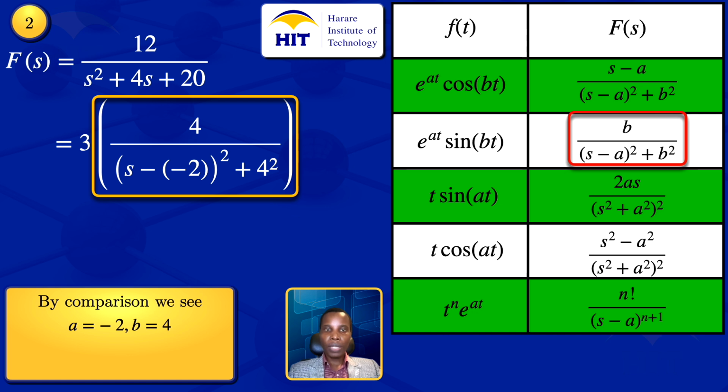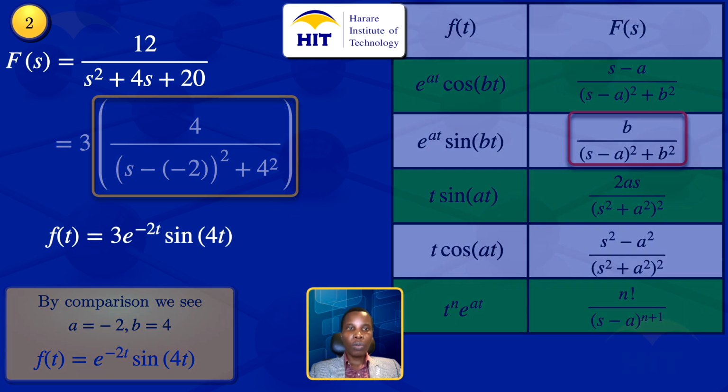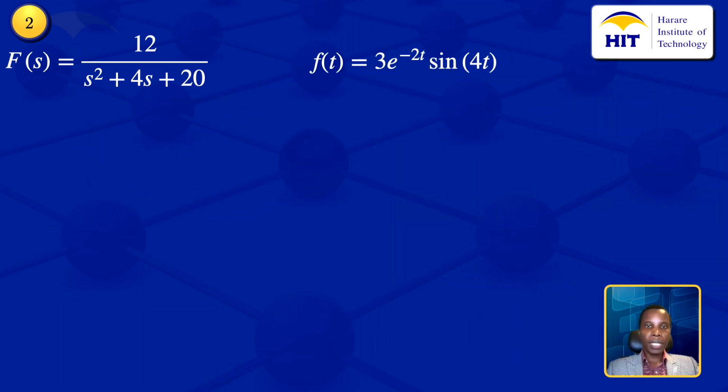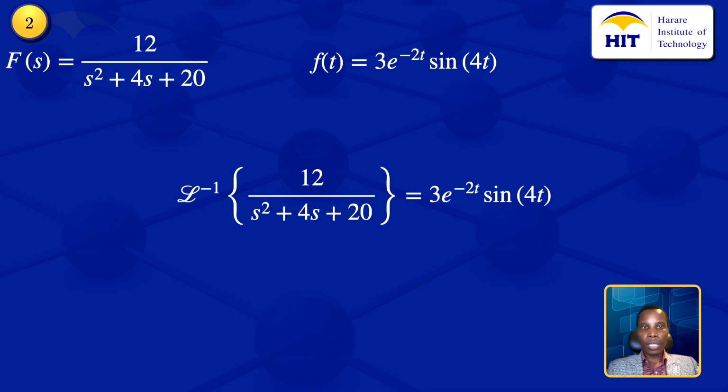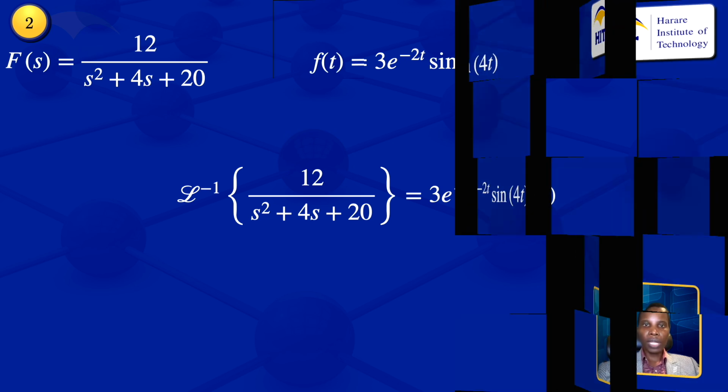Then we substitute into the column for f(t), and we have our f(t) equals exponent of minus 2t multiplied by sine of 4t. So that's our f(t). We substitute it into the highlighted part, and then we have 3 multiplied by exponent of minus 2t multiplied by sine of 4t. So for that given F(s), that is the f(t). What we are saying is that the inverse Laplace transform of 12 divided by s squared plus 4s plus 20 is 3 multiplied by exponent of minus 2t multiplied by sine of 4t. So that's our solution.